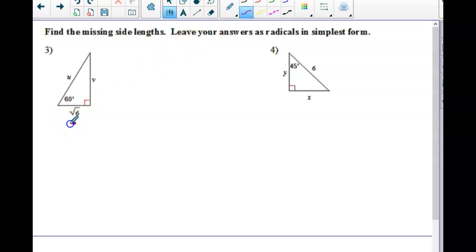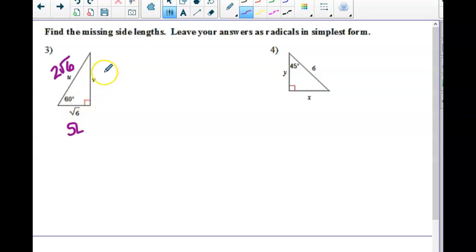Again, this is actually giving us the short leg. So we need to double it to get the hypotenuse. What do you do, square root of 6, when you double it? You just get 2 square roots of 6. Okay.